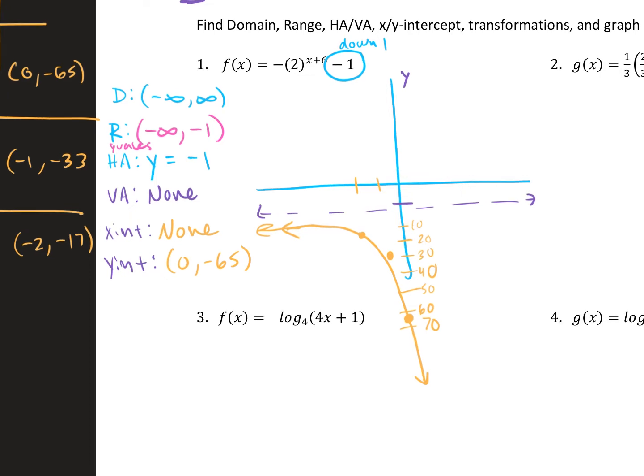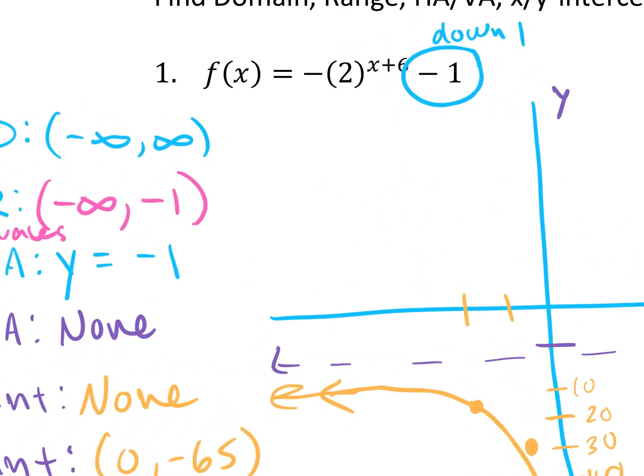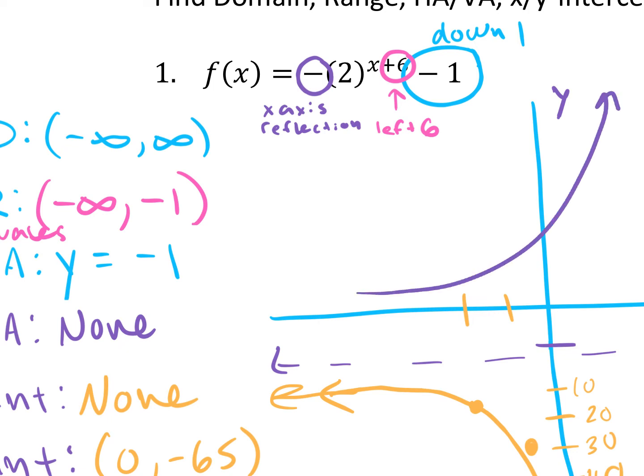And then lastly, let's just name our transformations here. So we know that the minus 1 on the outside tells us we go down 1. What about the plus 6 on the inside? Left 6. And then what about the negative out front? Flips it on what axis? X-axis. So it's a reflection on the x-axis. That's why our graph, instead of being that normal shape like an exponential graph, was flipped on the x-axis, so it goes down. So that's why our range changed too.